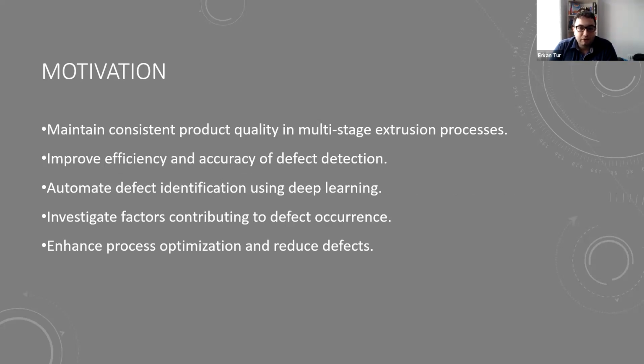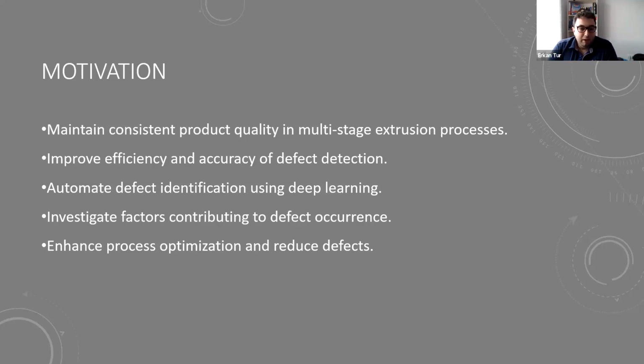Automating defect detection through deep learning eliminates the need for manual inspection, leading to faster and real-time identification of defects. This improvement in efficiency reduces the chances of defective products going unnoticed and minimizes production delays, and it can enhance accuracy. Deep learning models can analyze large amounts of data and identify subtle patterns and features associated with defects. This enables accurate and reliable defect detection, surpassing the limitations of human visual inspection.